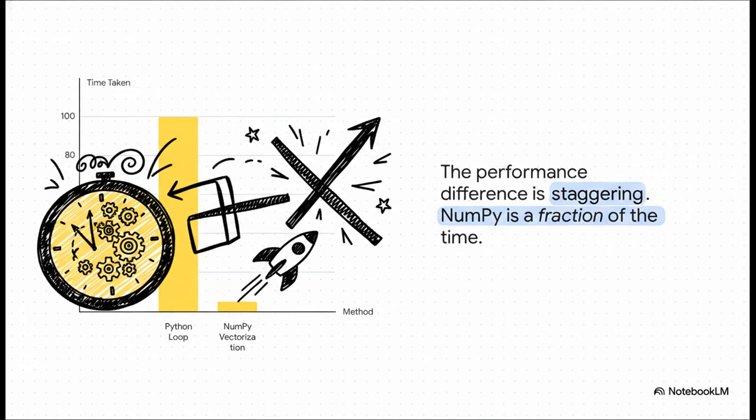And check out the payoff. This chart just lays it all out. If we look at the time it takes to do the exact same job, the difference is just staggering. Let's say the Python loop takes 100 seconds. The vectorized NumPy operation takes 5. This isn't just a little bit better, it's a monumental leap forward. This is the kind of speed that actually makes modern large-scale data science even possible.